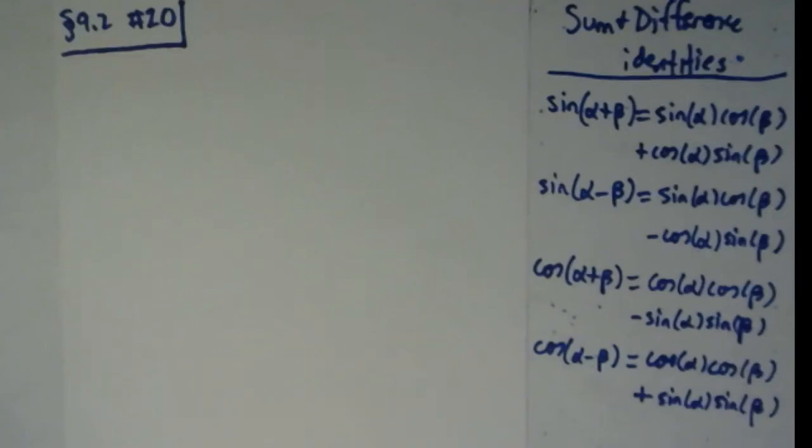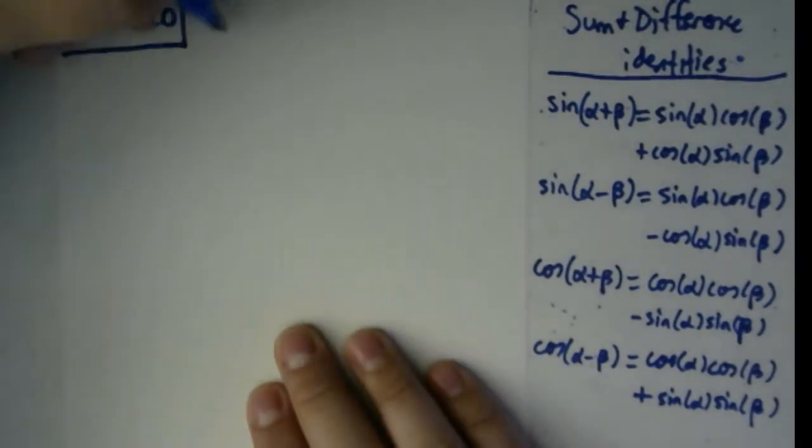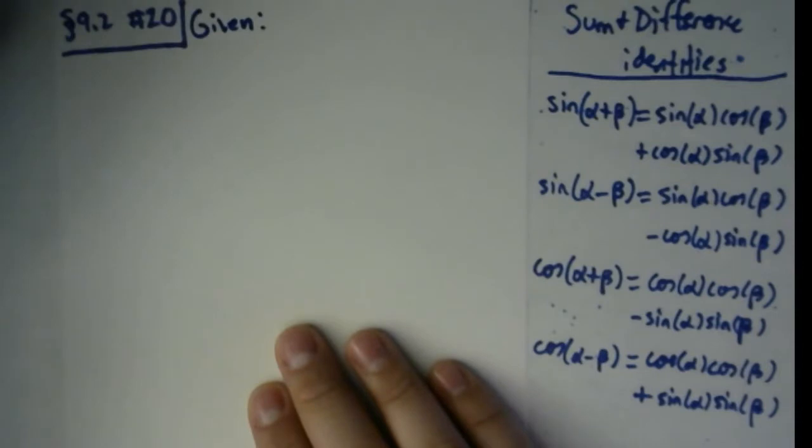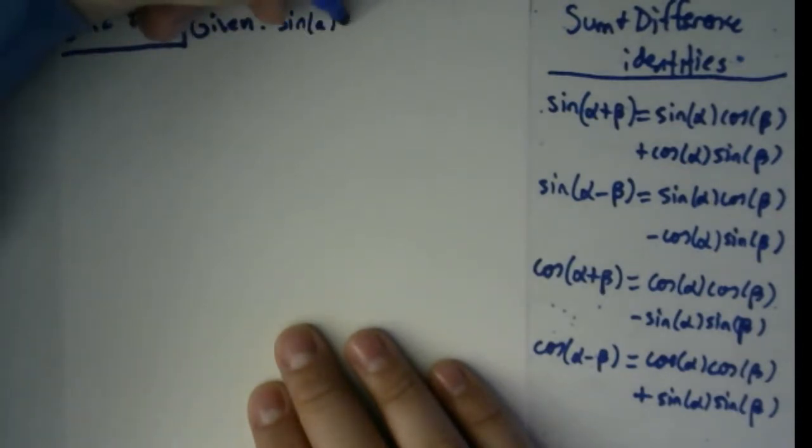I'd like to do number 20. Problem 21 is assigned for homework, so if you know how to do this one, then you can do the one for homework, no problem. This one gives you some information. You're given that sine of A, where A is some angle, is 2/3.